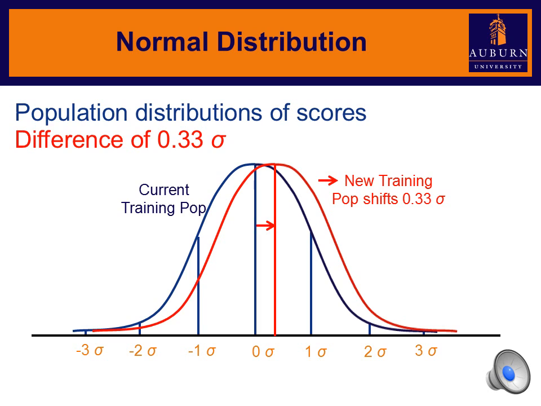You'll notice on the screen here that we have two population distributions of scores. We have one for the current training program, or the old training program, that's in blue, and then another for the new training program, that is in red. The effect size gives us a difference between the new and the old training program, not in raw scores, not in performance ratings, but rather in terms of variability, in this case in standard deviations. So we're saying there's a shift with this new training, a population shift of 1/3 of a standard deviation.